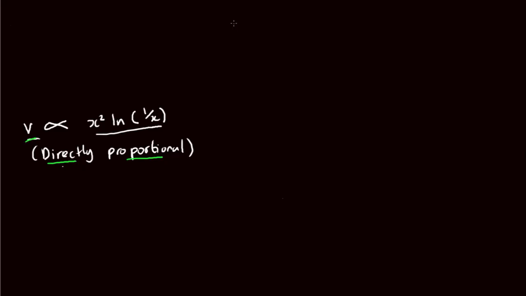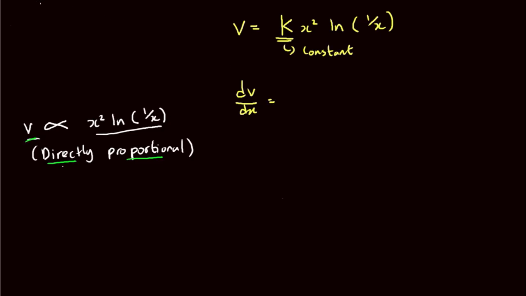So it's very simple. Since it's directly proportional, we can say that v is equal to k x squared ln 1 over x. Okay, there. And k is obviously just a constant, right? It's a constant itself. It can be any number. Alright, so they want to find dv/dx. So how do we find dv/dx? Actually, it's simply just product rule. Okay, you have product rule here.